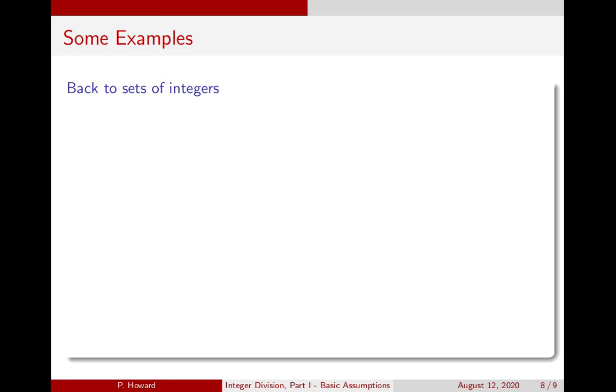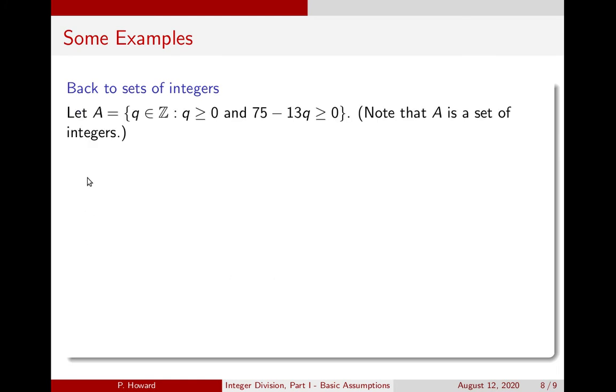Okay, let's go back to an example where we are talking about sets of integers where the greatest element and least element properties do apply. Okay, so here capital A is the set of integers, q, which are greater than or equal to 0, and for which this inequality, 75 minus 13q greater than or equal to 0, is true. So A is a set of integers. That's built into the definition right here.